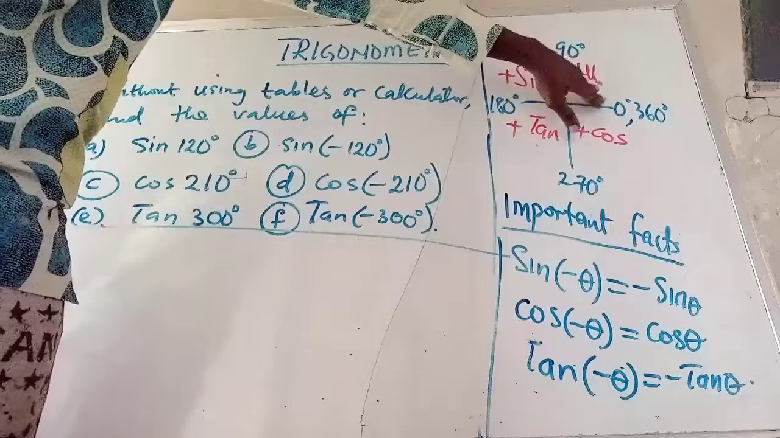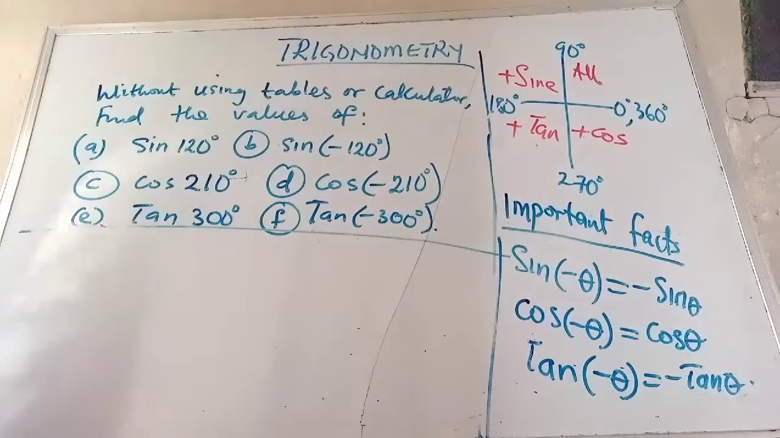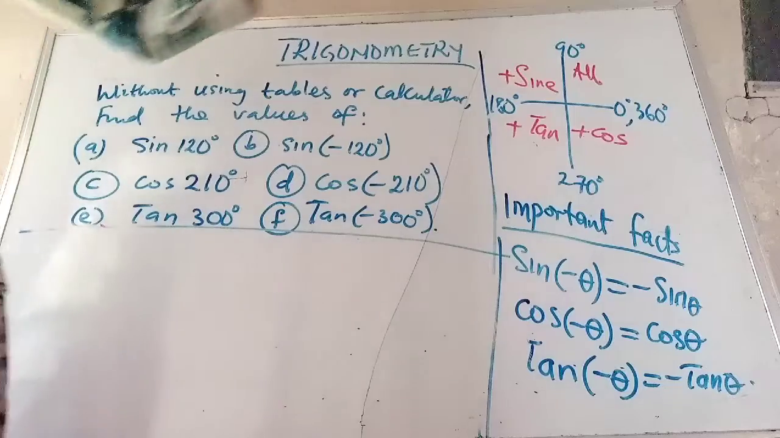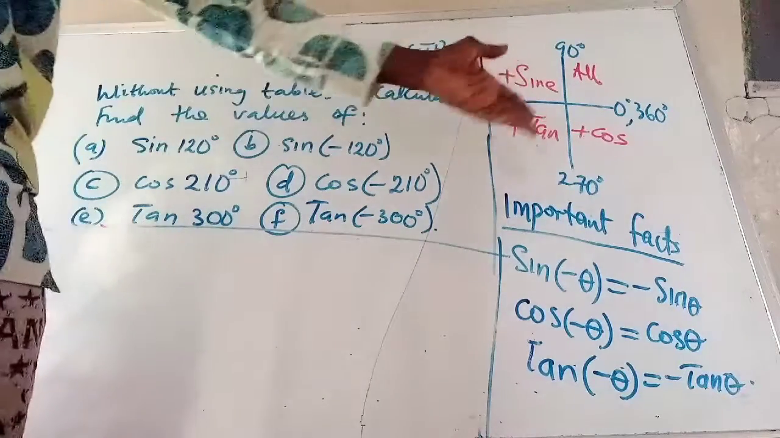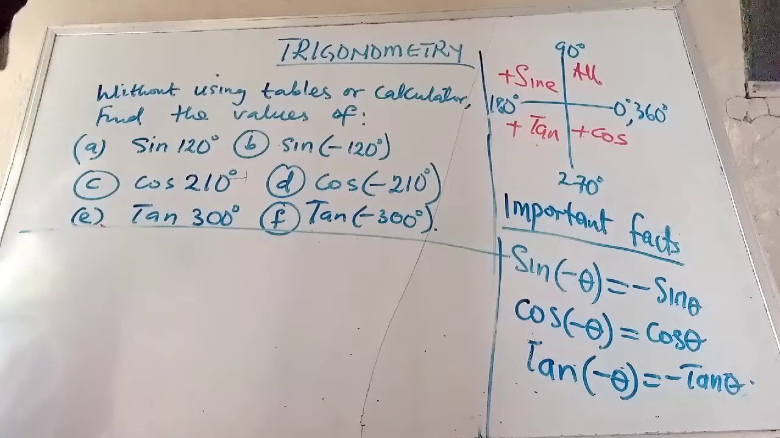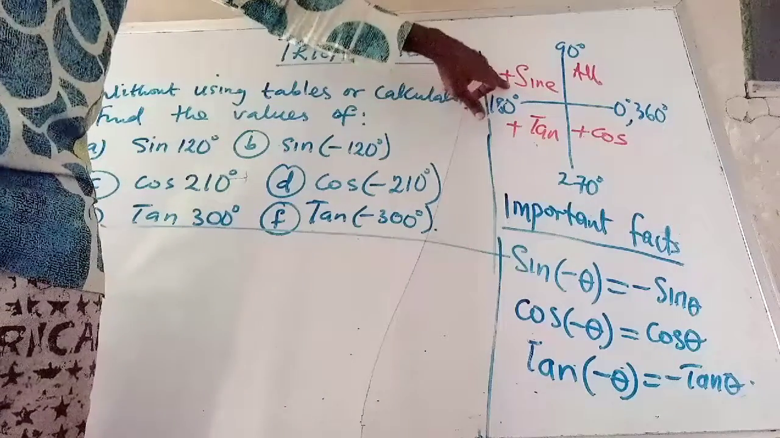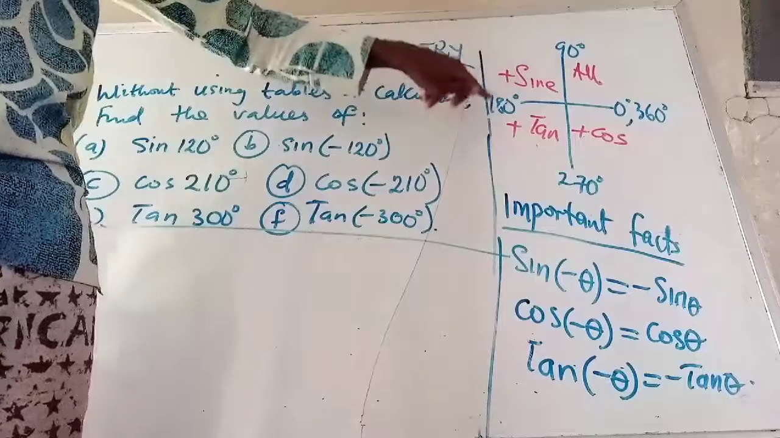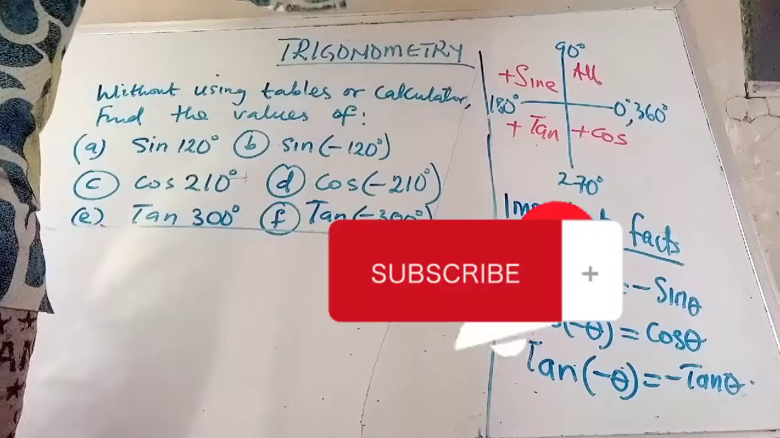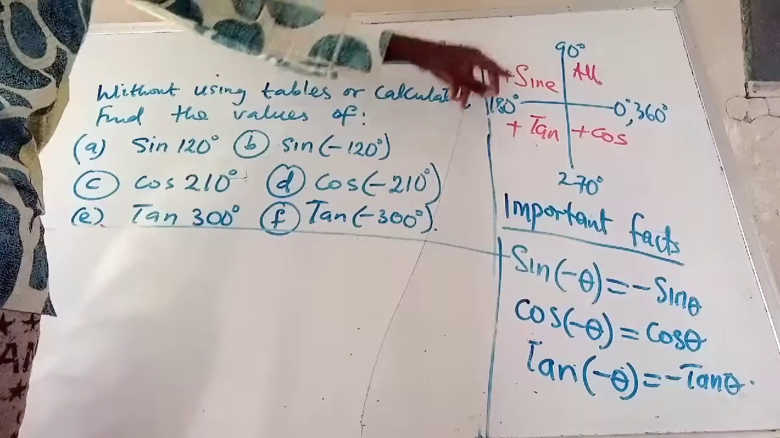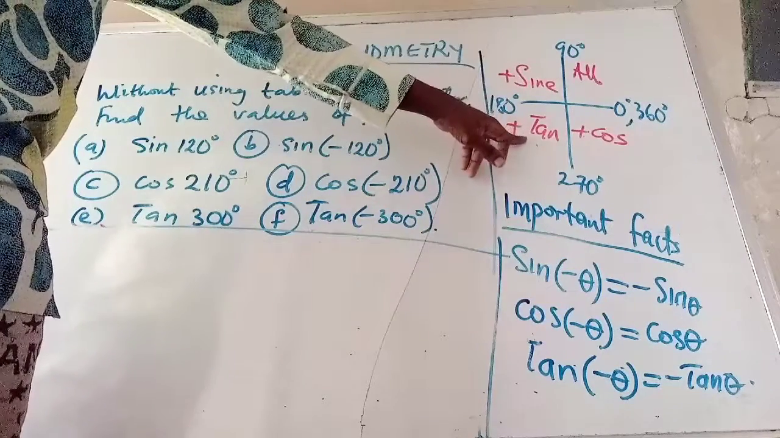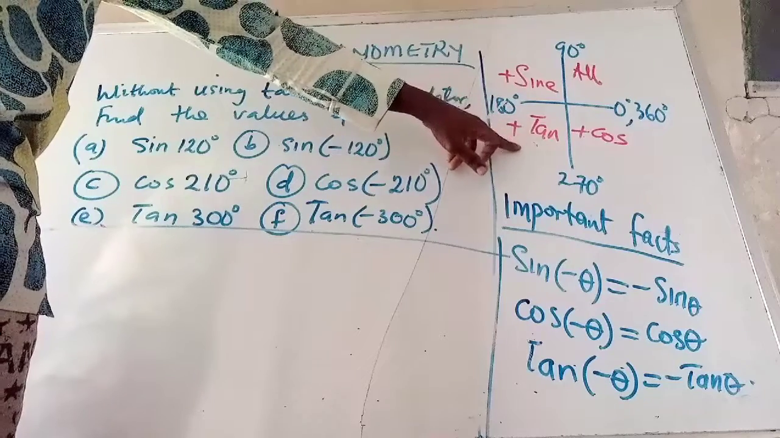Any angle between 0 and 90, sine, cosine, and tangent of that angle will give you a positive value. I have explained all this in one of my previous episodes. Please, to get the detail, go back to that particular episode. Now, any angle greater than 90 but less than 180, only sine will give you a positive value. Cosine and tangent will give you a negative value.